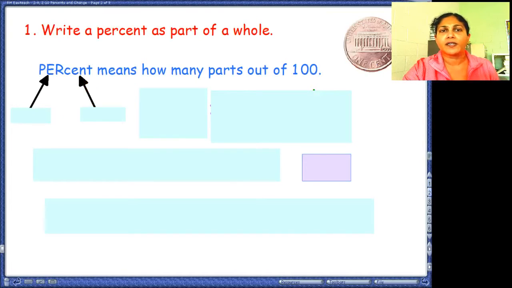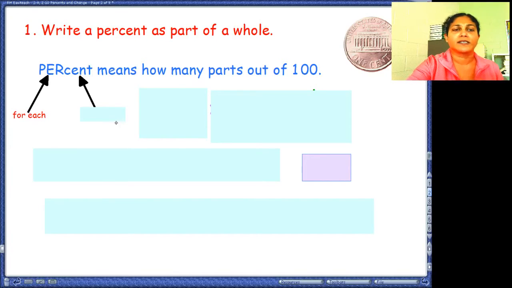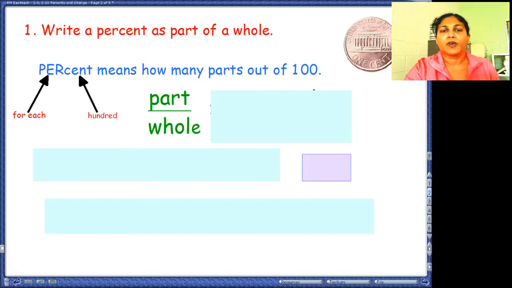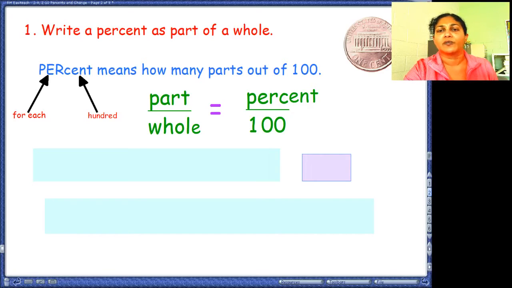So how do you write a percent as a part of a whole? The word percent means how many parts out of a whole. So per means for each and cent means for each 100. So anything that is part out of a whole, we can make it equal to a percent over 100.